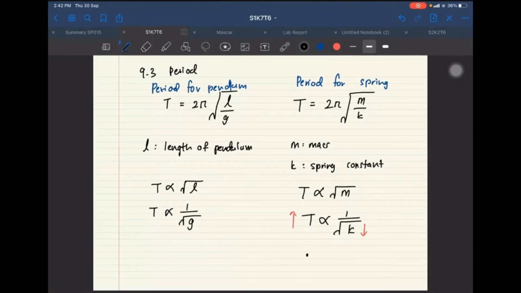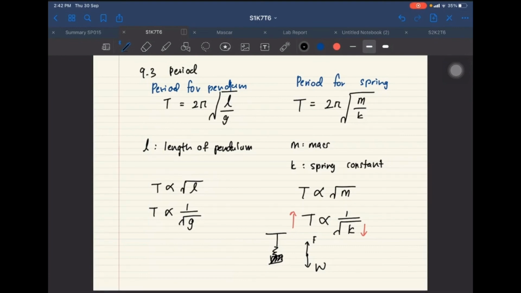Masa dekat equilibrium, masa dia tengah balance, kamu akan dapat force ke atas dengan weight ke bawah sama balance. Maksudnya bila dia balance ni, dia tak ada daya luar. Dia by itself, dia akan static dekat equilibrium tu. Itu adalah bila dia balance. So weight yang tarik dia ke bawah, ada satu force tarik dia ke atas. Force tu sebenarnya adalah restoring force daripada spring tu.